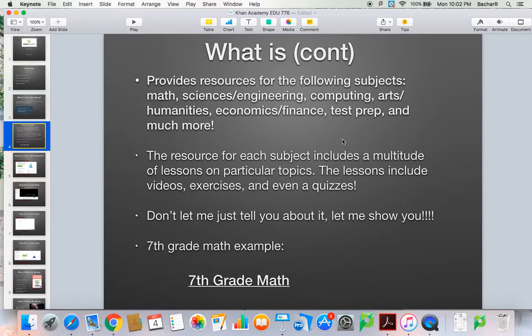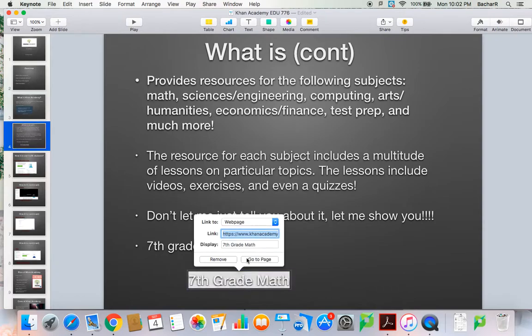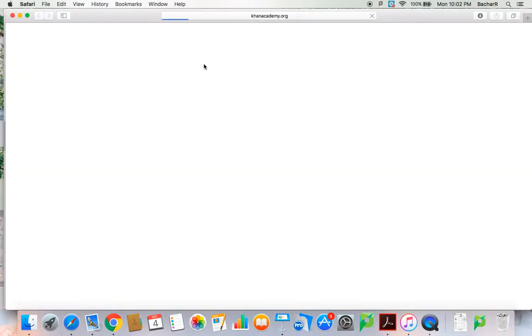But don't let me just tell you about this. Let me show you, because I really think that in order to see the benefits of Khan Academy, I need to walk you through it. So as a 7th grade teacher who does co-teach mathematics classes, and I've worked with kids for 4 years with mathematics in the middle school setting, let me go over and show you what they have for 7th grade math.